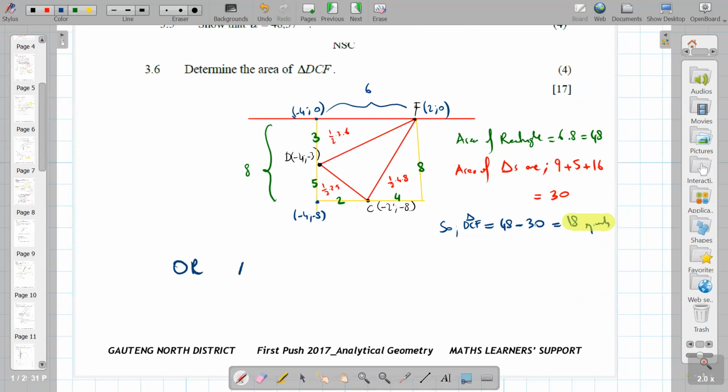Okay, let's write it all. Area will be, let me just write, not the answer, 1 over 2 times DC times DF times sine alpha, which is already given. That should give the same answer, 18.